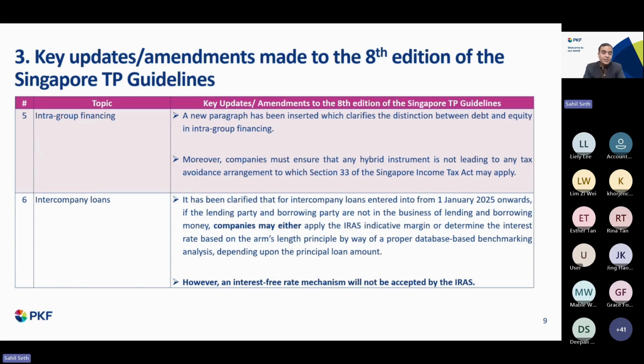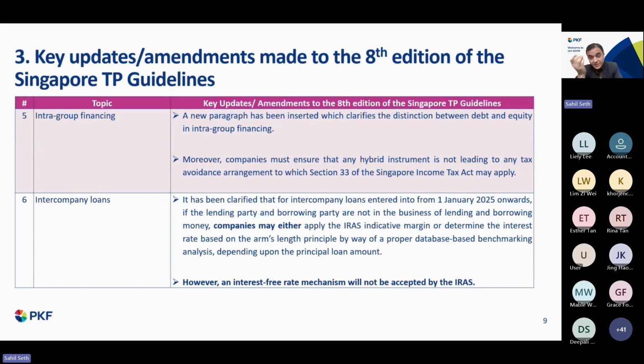Now coming on to the intercompany loans. This was obviously an amendment made by the IRAS in the previous guidelines also, that an interest-free mechanism will not be accepted. Now they have clarified further that, apart from this, whether the principal amount of the loan is exceeding the threshold of 15 million or less than 15 million, there has to be an interest rate. That is something which is unavoidable. An interest-free mechanism will never be accepted now.